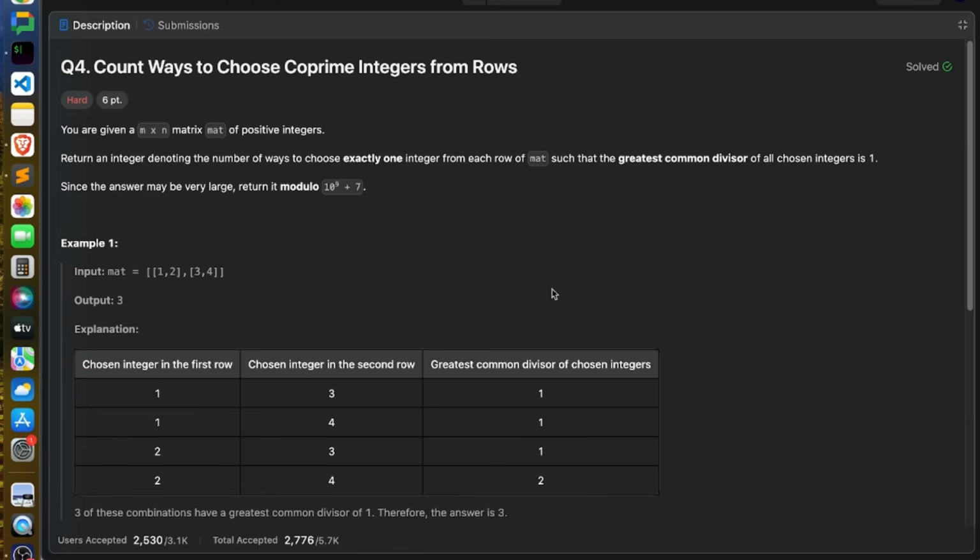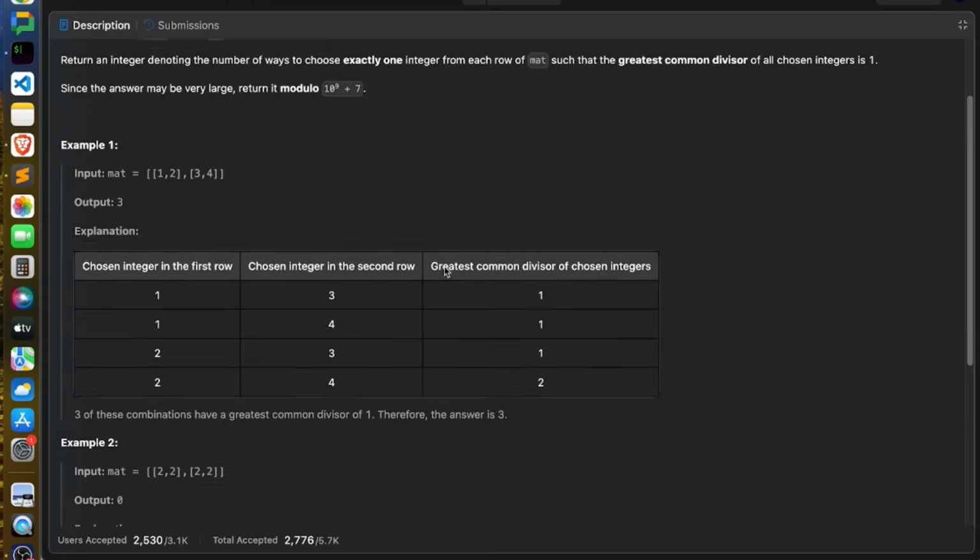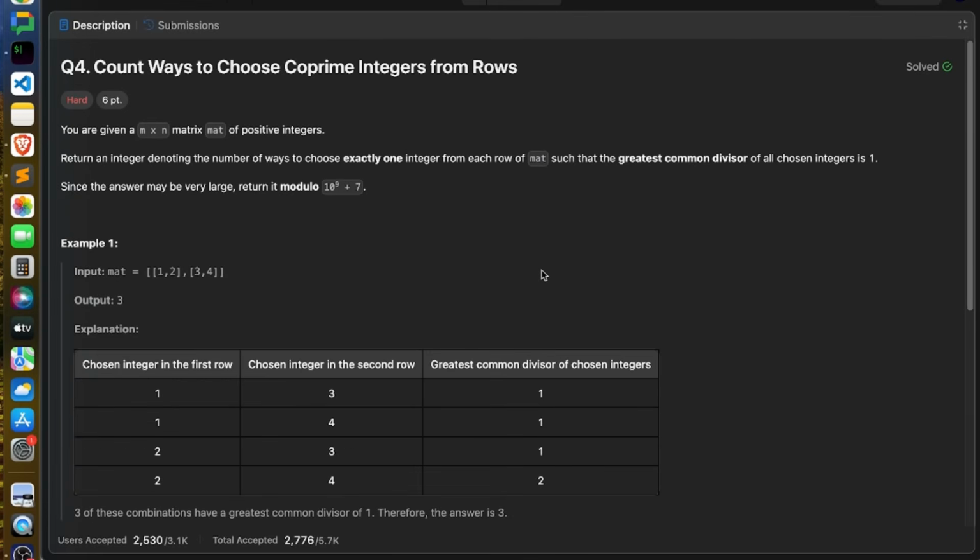So essentially, let's say we are given a matrix. We will choose one number from each row, and we have to find out how many ways exist such that if you take the GCD of all the chosen numbers, a single number in each row, the GCD of all the chosen numbers is 1. And we have to return it by taking modulo 10 to the power 9 plus 7. Yeah, it's a good problem. It's essentially a DP problem. Let's see how we can approach it.